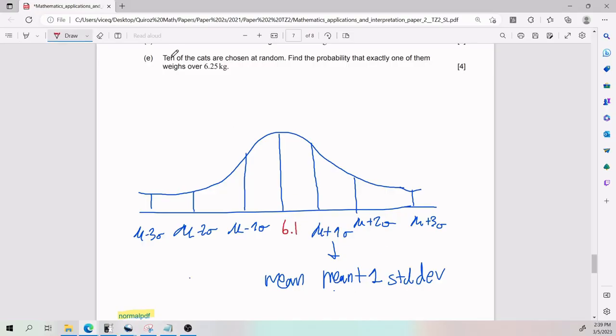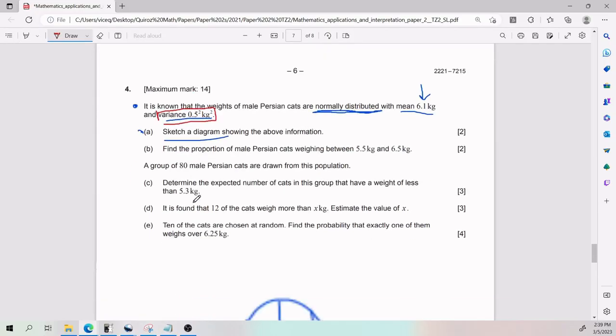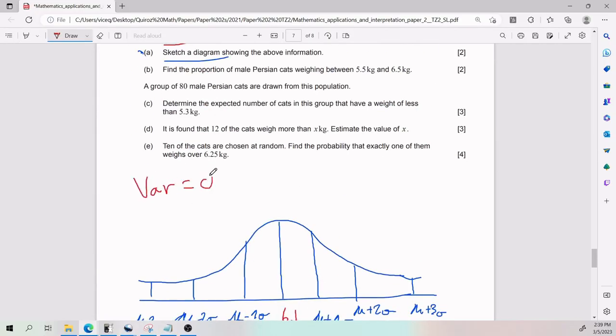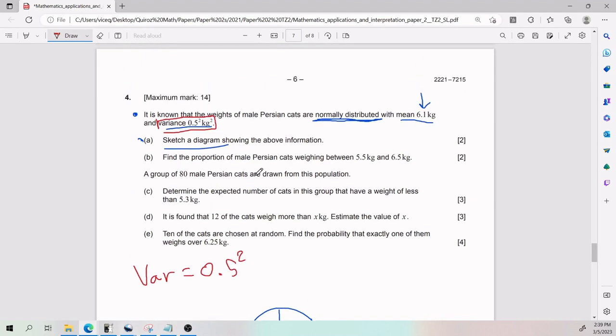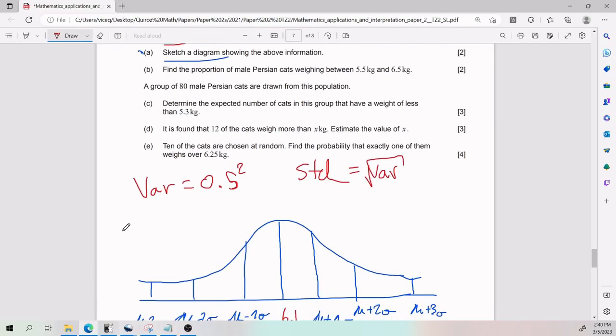The number on the right is the mean plus one standard deviation. What is my standard deviation? Let's see. Here we have variance. They tell us that my variance is 0.5 squared. I know that looks kind of weird, but they do that in a convenient manner. Why? Because your standard deviation is your variance square rooted. So the standard deviation in this case is going to be 0.5 squared rooted, which is just going to be 0.5. The root and the square are inverse functions of one another, so it just crosses out. You end up with 0.5.